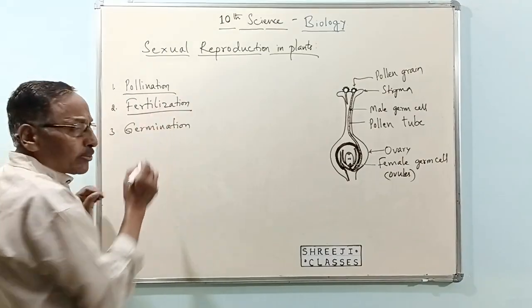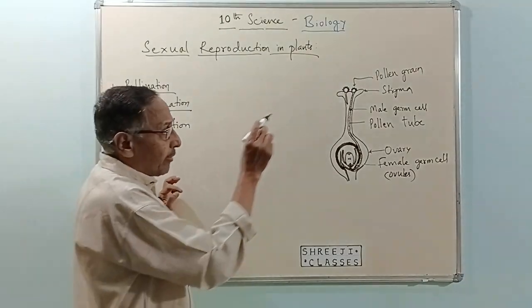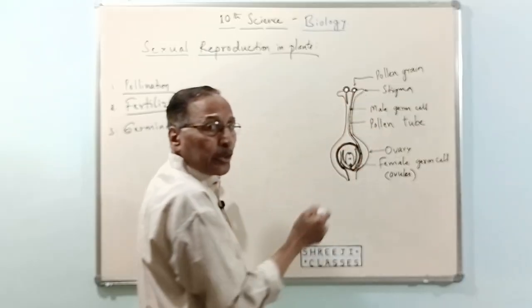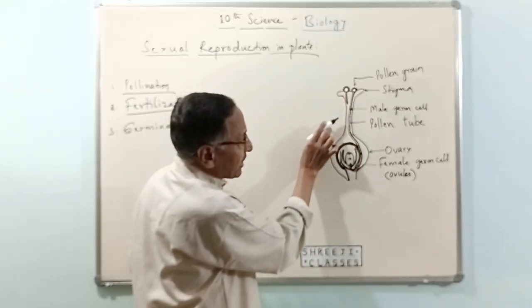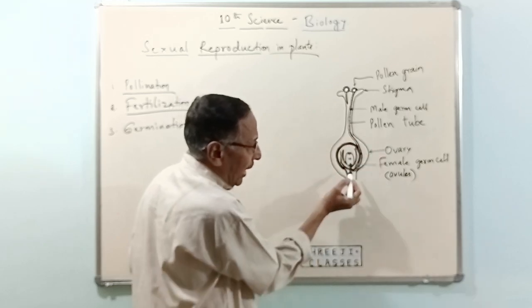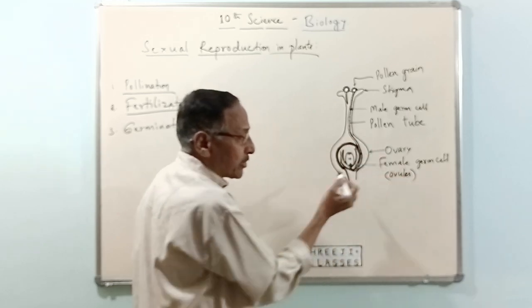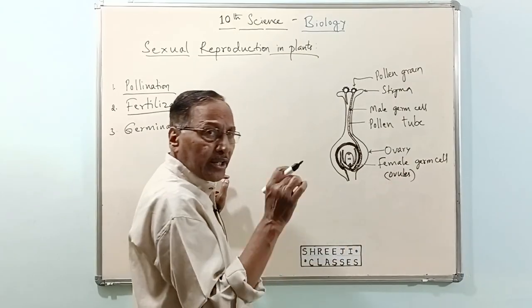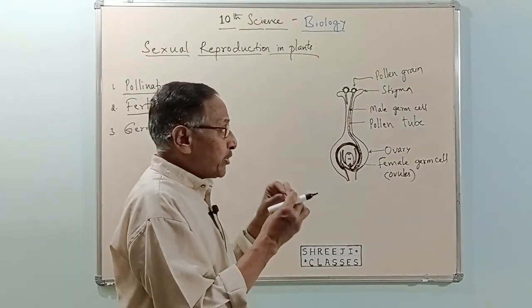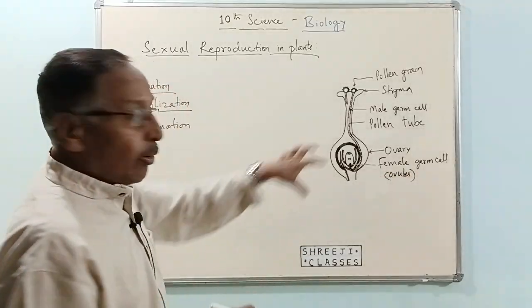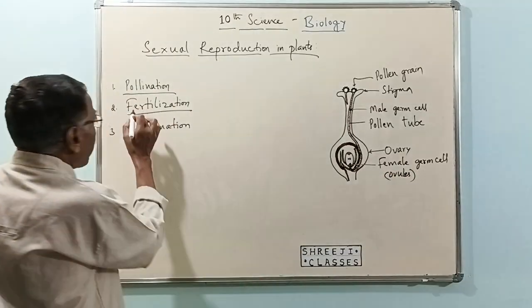Transfer of pollen grain is called pollination. After the pollen grain has fallen on the stigma and starts developing a pollen tube, the male germ cell from the pollen passes through the pollen tube and fuses with the female germ cell present in the ovule in the ovary. Ovules contain the female germ cell. The fusion of the male germ cell with the female germ cell in the ovary is called fertilization.